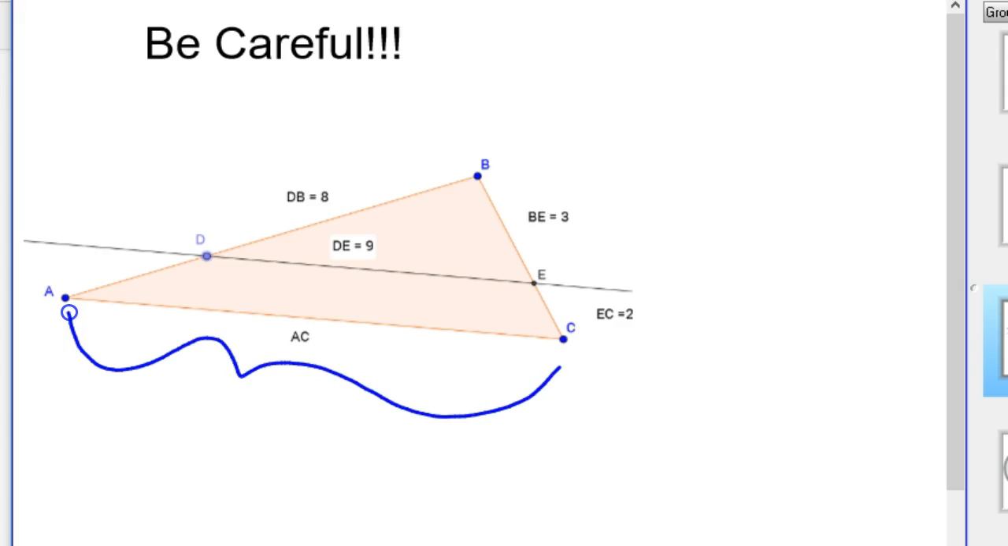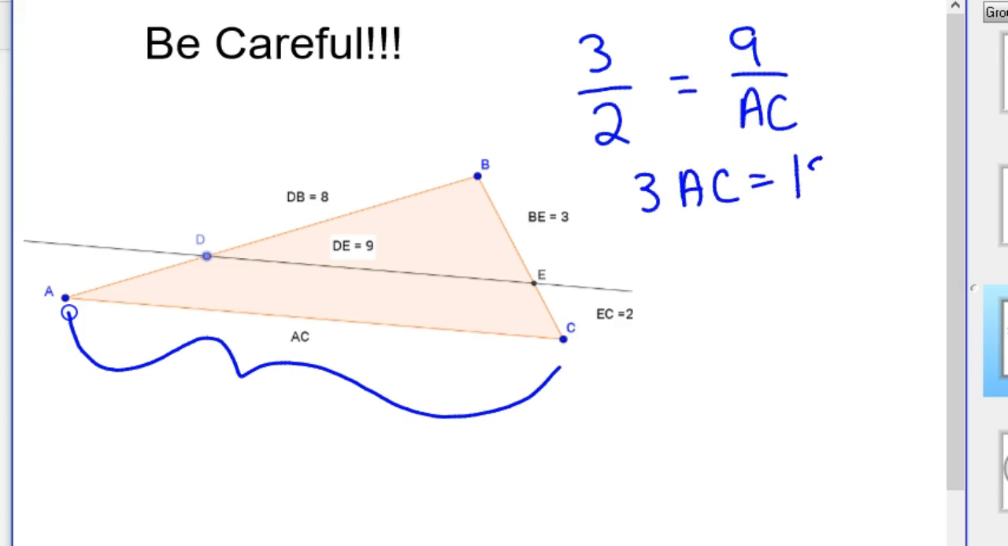I can just show you really quickly why not. If you tried to use it, 3 over 2 is the same as 9 over AC, we end up with a problem really fast. So 3AC is equal to 18. You divide by 3, and AC is equal to 6. Well, 6 doesn't even make sense there. I mean, DE is 9. So with it being 6, we're going to have to do something different.